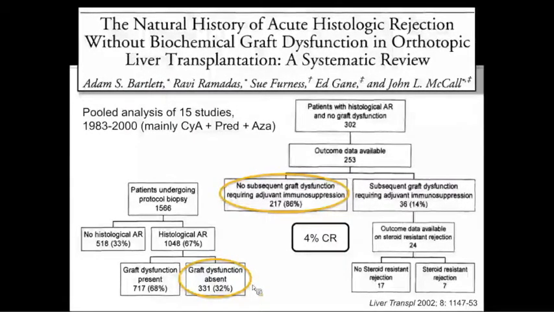So first of all, just briefly, and this goes back again to the era of protocol biopsies. This is a study looking, it's a pooled analysis, in fact, of 15 studies, but they're all relatively early studies, mainly in the cyclosporine era. And this is for patients who all received a protocol biopsy within the first 3 weeks after liver transplant. And in that cohort, a number of the patients had histologic acute rejection, but didn't have any biochemical graft dysfunction.